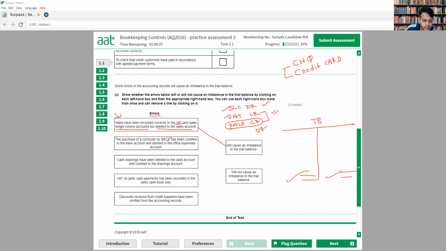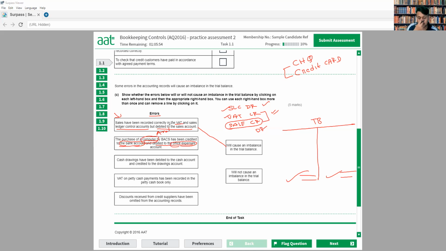The purchase of a computer by BACS has been credited to the bank account and debited to the office expense account. So when you buy a computer, what happens? The journal will be computer debit, or office expense debit, whatever it is, and the bank will be credit. Here, the purchase of a computer by BACS has been credited to the bank account. This is absolutely correct, because if I buy from the bank, my bank will go down, bank is credit. But debited to the office expense? It's not an expense actually, it is an asset. When you buy a computer, it is an asset.